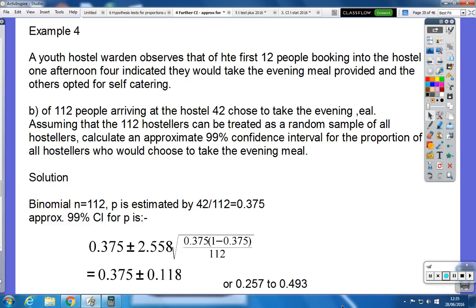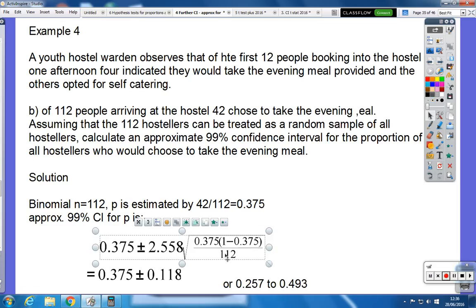So this is the confidence interval just for P. So they've done the proportion, and then it's observed P, 1 minus P over N. It's up to you what you can remember.